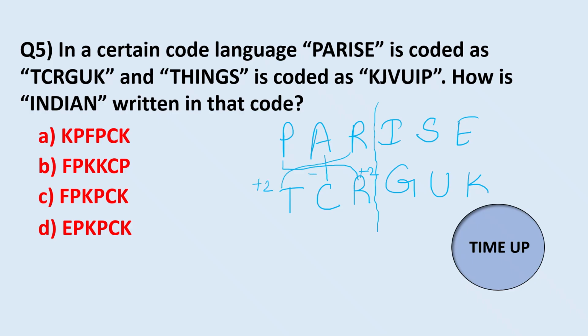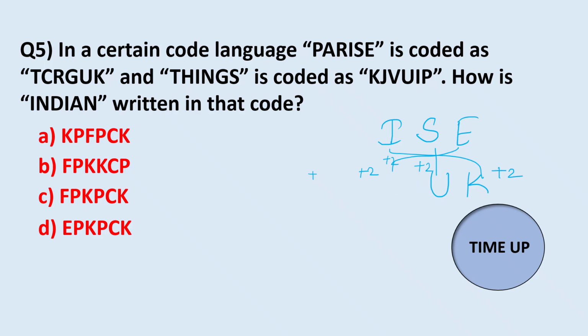A plus 2 will give you C. Similarly, I plus 2 will give you K. E plus 2 will give you G. S plus 2 will give you U. Understanding what the logic behind this is? The same way you have to solve for Indian. How will you solve for Indian now?